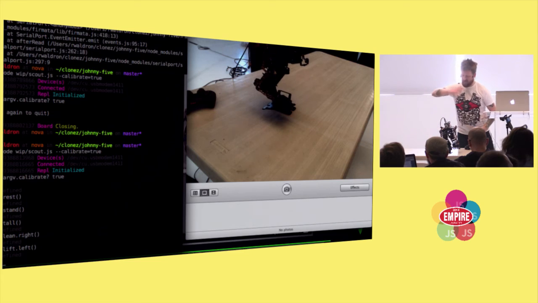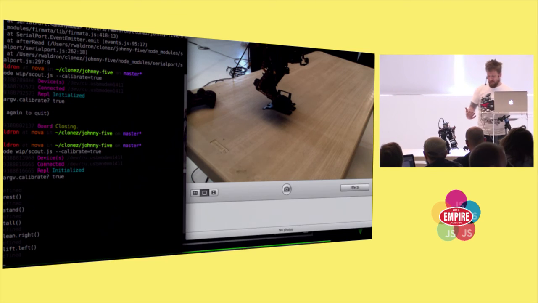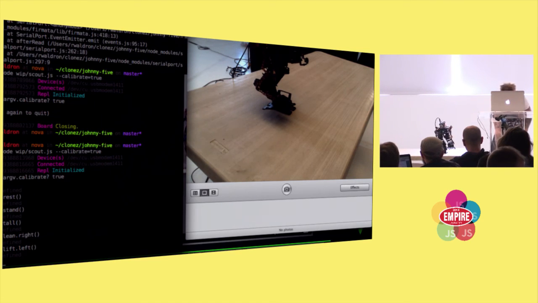I don't trust this table. It's kind of concave, unfortunately. I have a level with me because, right, who doesn't bring a level with them to a conference?